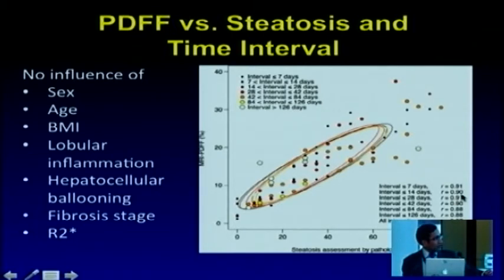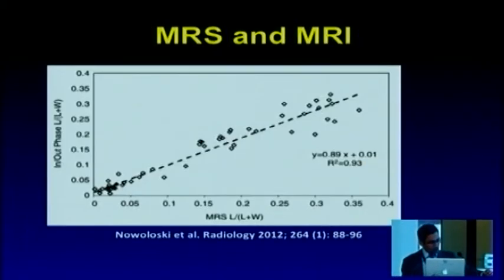It did not matter when the biopsy was done, as long as there was no significant change in the fat in the person. There was not much of a big difference between the interval of time as well as the biopsy being done. At the same time, in this study, they also found no influence of sex, age, body mass index, inflammation, or the presence of hepatocellular ballooning, and the fibrosis stage or the R2 star in this patient. And the MRS and the MRI correlate very well. The correlation is excellent, in fact, about 0.93.